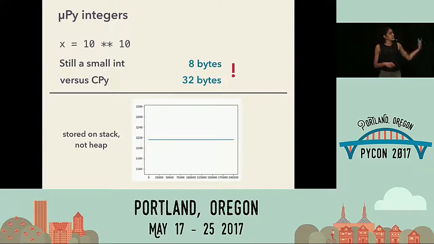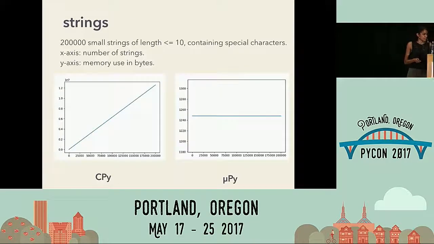Also, like we mentioned, it's stored on the stack, and what we measured was heap usage, which is why that line is flat. But even if you were to measure stack usage, which is a little more complicated to measure, there's still a huge difference in simply the number of bytes stored. All right, so that's integers. Now let's try and understand what's going on with strings, right? Why do our graphs look like that?